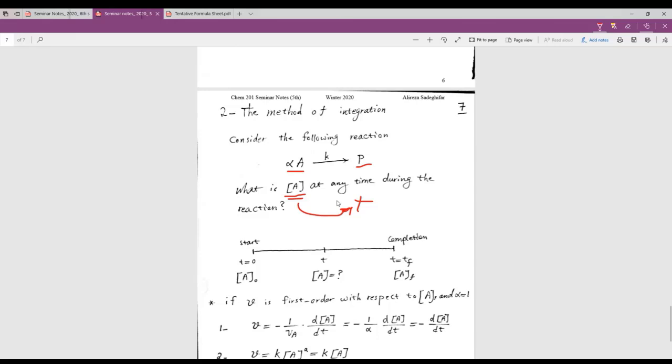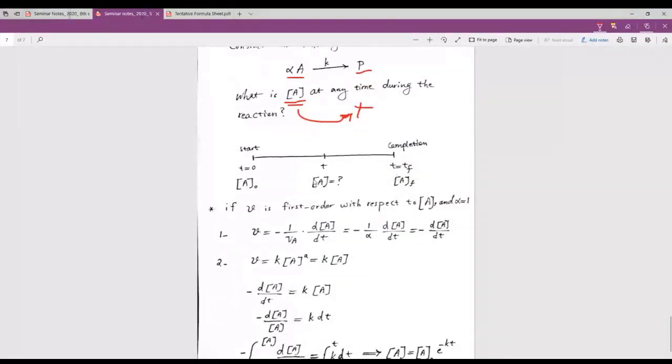In order to do that, we use the method of integration. So the question is, what is A at any time during the reaction? In order to find that, we need a method of integration. So what happens if I show it on this diagram?